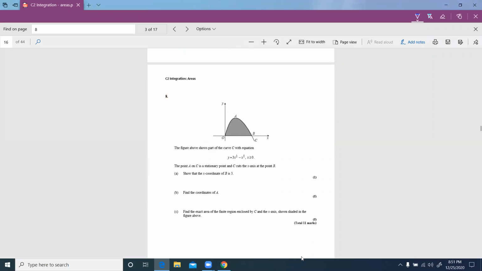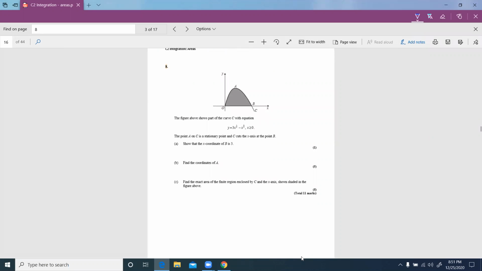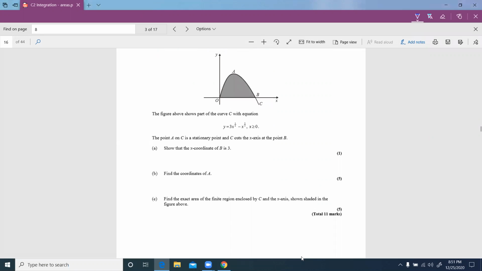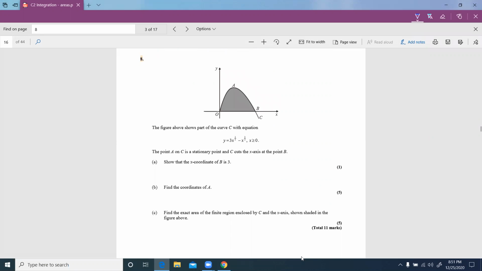This is a pretty simple question, but here the integration is a little bit different, not different actually, you have to do a little bit of working over here. So the figure shows part of the curve C with the equation of this. The point A lies on a stationary point of C, and C cuts the x-axis at point B. Find the x coordinate of point A; show that the x coordinate of B is 3. It's a 1 mark question, right?